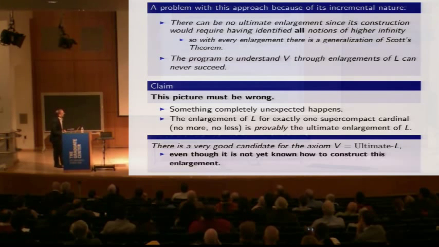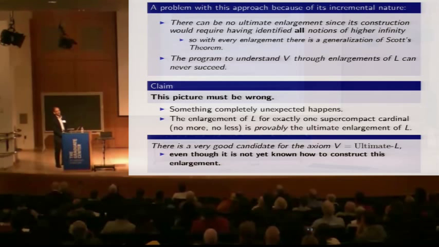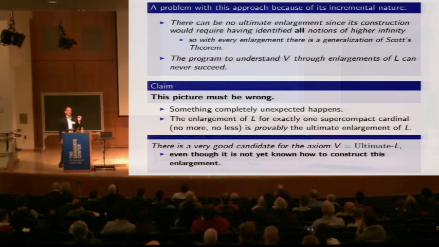All right, so there's a very good candidate for the resulting axiom V is equal to ultimate L that one can identify now, even though we don't know how to construct this enlargement. That's this cliffhanger. The reason for doing this is that one can then analyze consequences of the axiom, and maybe that will help one do the enlargement, or in the darker future, refute the whole program altogether.